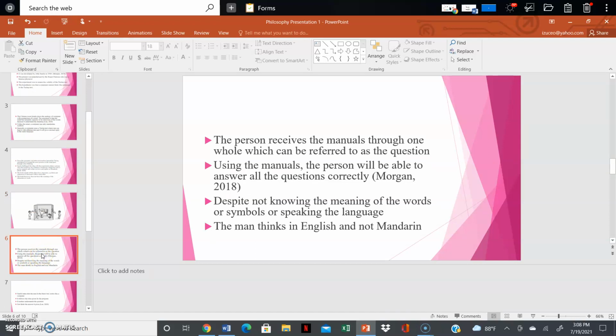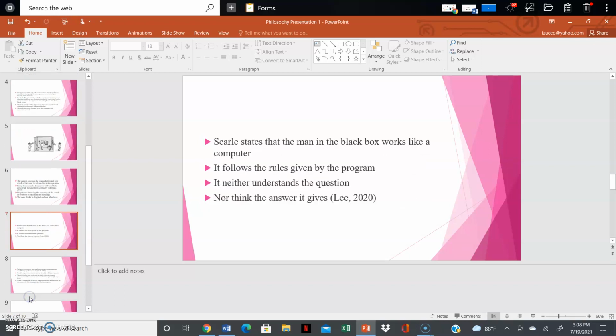The person receives the text through one hole, which can be referred to as the question. Using the manual, the person will be able to answer all the questions correctly, Morgan 2018. Despite not knowing the meaning of the words or symbols or speaking the language, the man thinks in English and not Mandarin. John Searle states that the man in the black box was like a computer. It followed the rules given by the program. It neither understands the question nor thinks about the answer it gives.